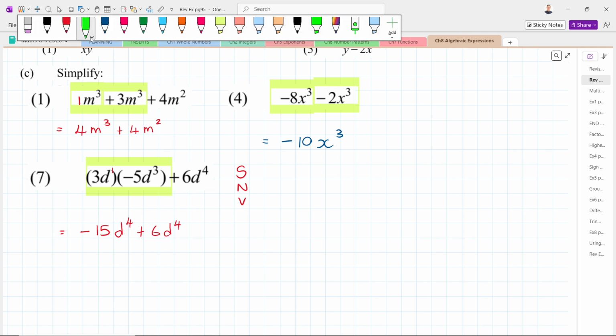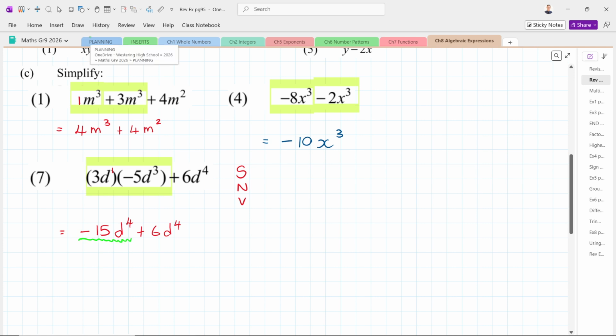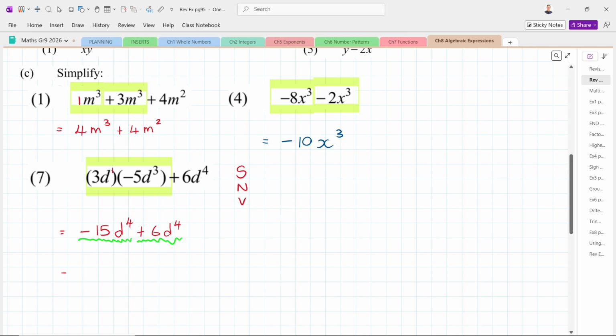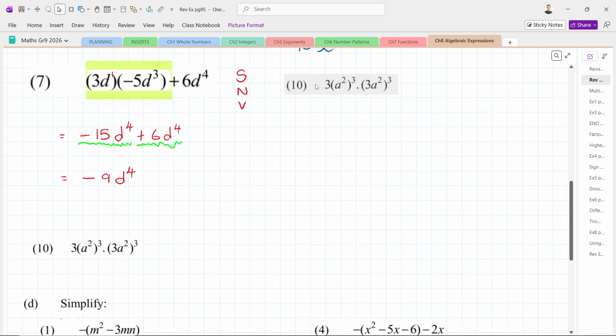Now they are in actual fact like terms. This time I'm just going to underline them, because they both only have d as a variable, and each has exponent of 4. So we can just add the coefficients. Minus 15 plus 6 gives me negative 9d to the power 4. Okay, so this time it could work out to one term, to a monomial, but it is not always going to be the case. Let's look at number 10 quickly.